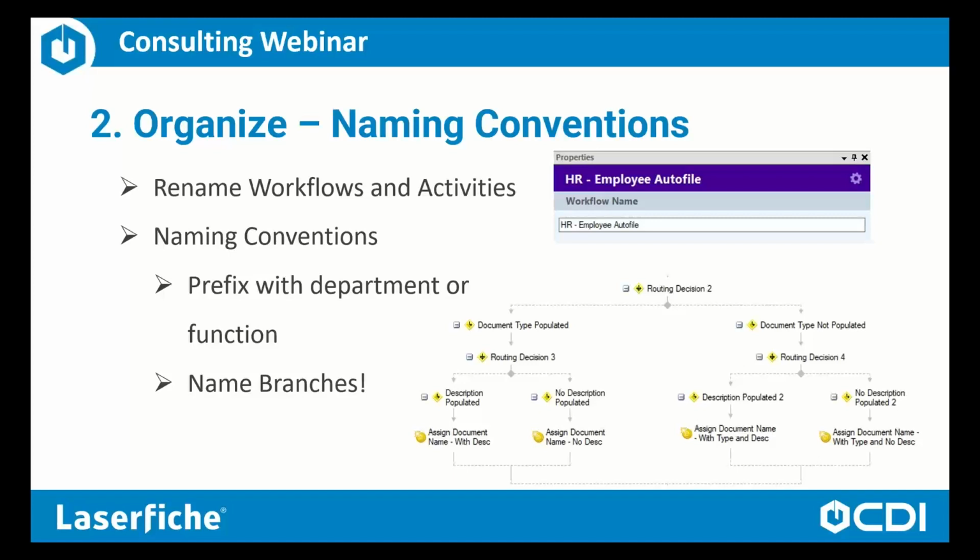And all of our branches are named as well. We can easily see what each branch is going to do without needing to dig in further and review all of our conditional decisions one by one.